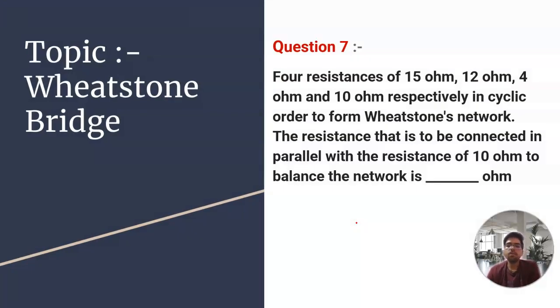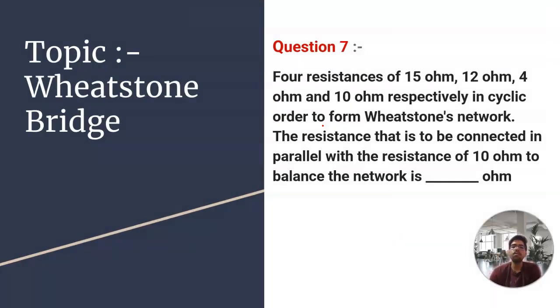4 resistances 15 ohm, 12 ohm, 4 ohm, 10 ohm are respectively in a cyclic order to form a Wheatstone bridge. Now the resistance that is to be connected in parallel. So simply, how to draw the Wheatstone bridge? 15, 12, 4, 10. Remember 15, 12, 4, 10. Clear? The cyclic order is 15, 12, 4, 10.